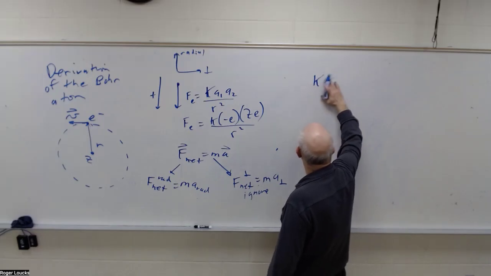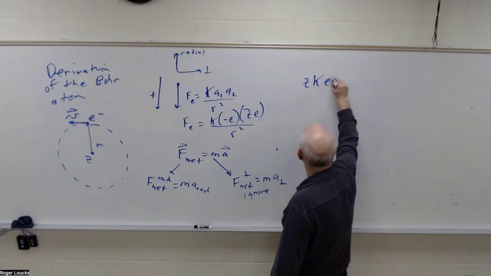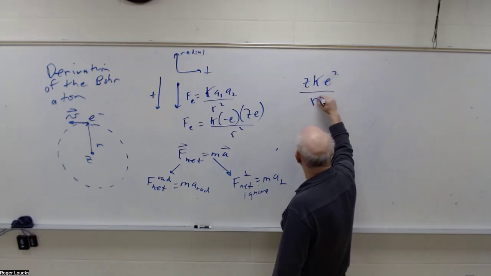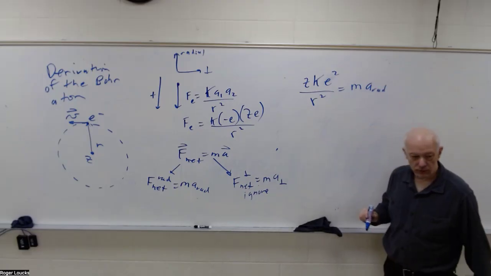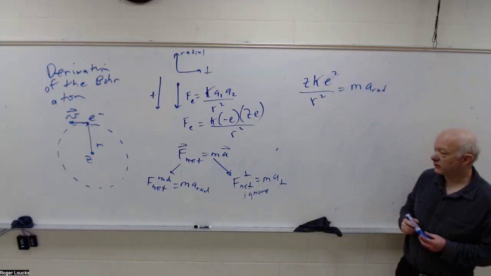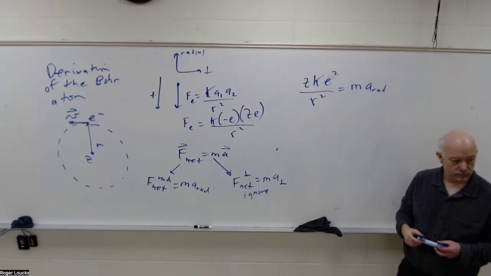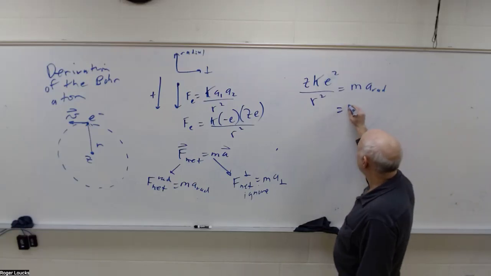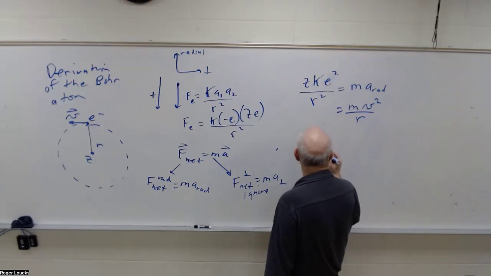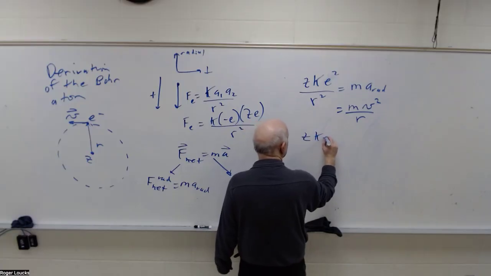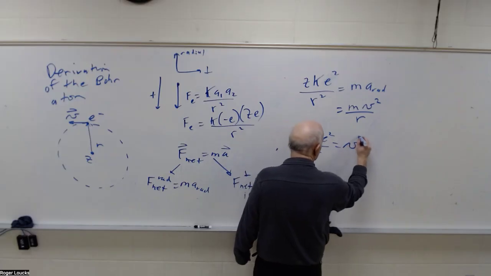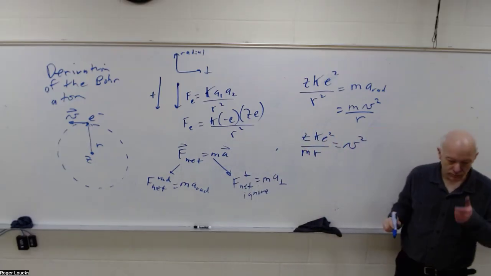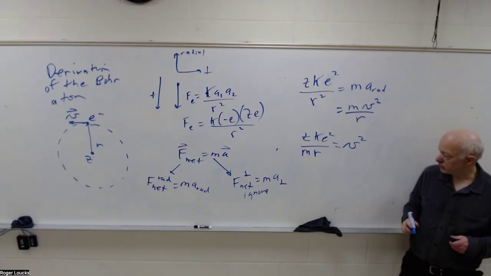I'll put the Z out here. Z Ke squared over R squared equals M a radial. What is your radial acceleration? V squared over R. So this is M V squared over R, and it cancels out with the R's, and so this gives me Z Ke squared over R. I'll take over the M as well, so V squared. Does that make sense?